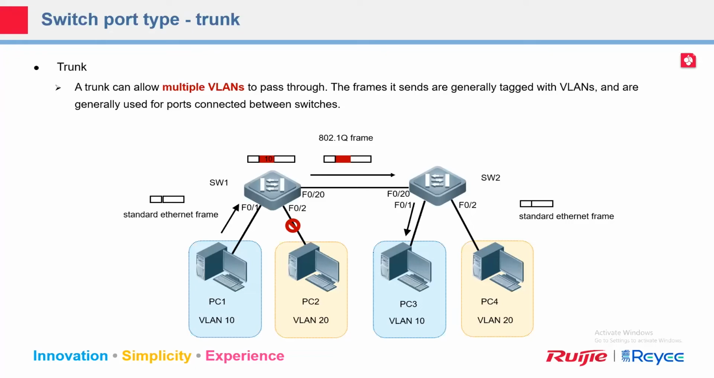That's why we say the trunk interface is always used between different switches, because multiple VLANs have to be forwarded within one cable. But the access interface only connects with the terminal, because the terminal cannot recognize the VLAN. So this is a trunk.